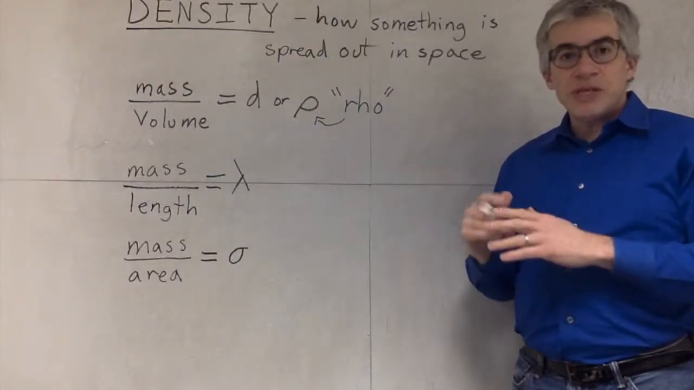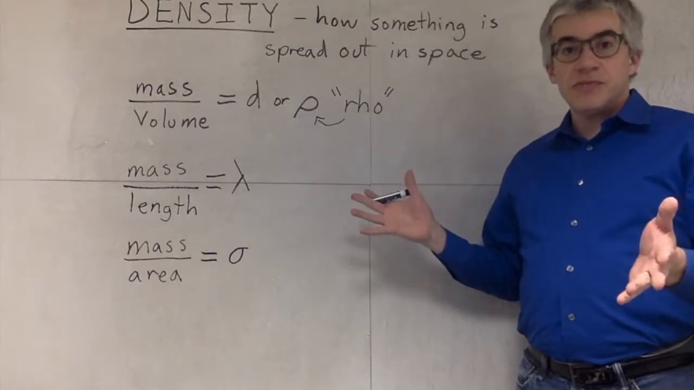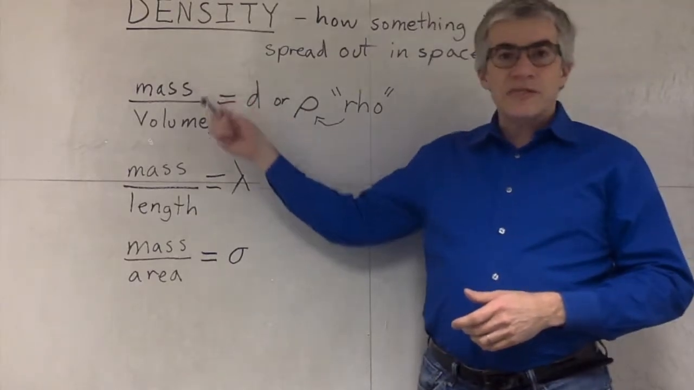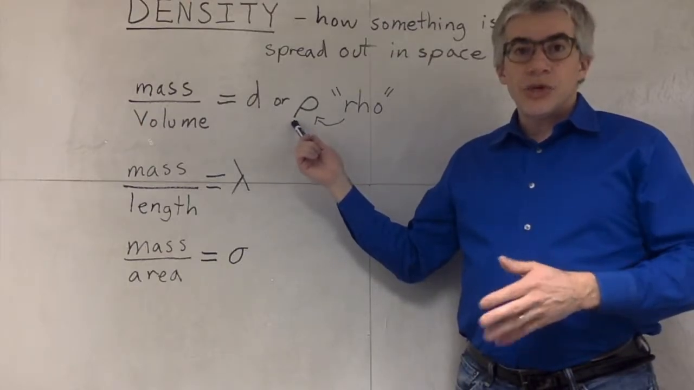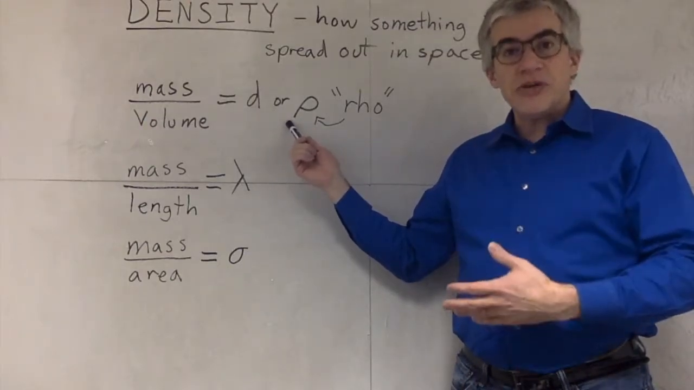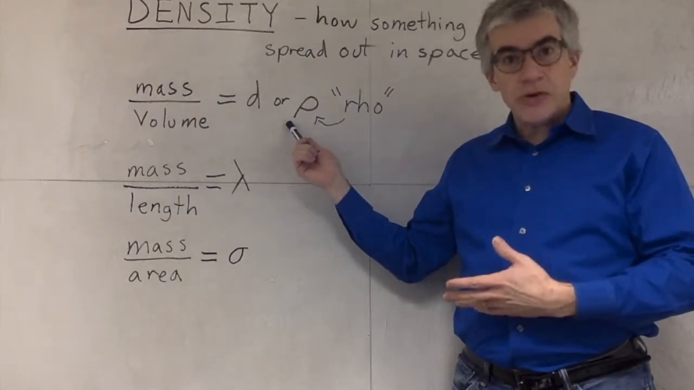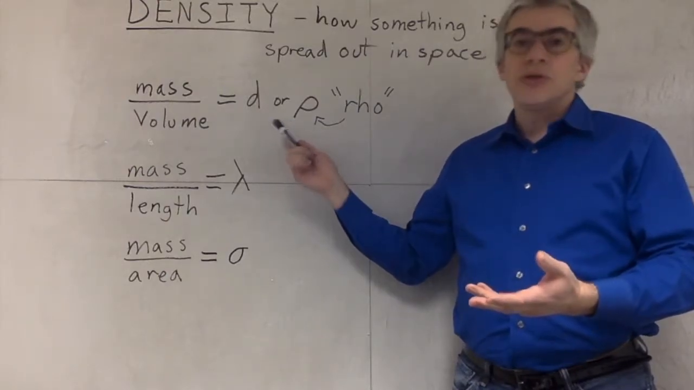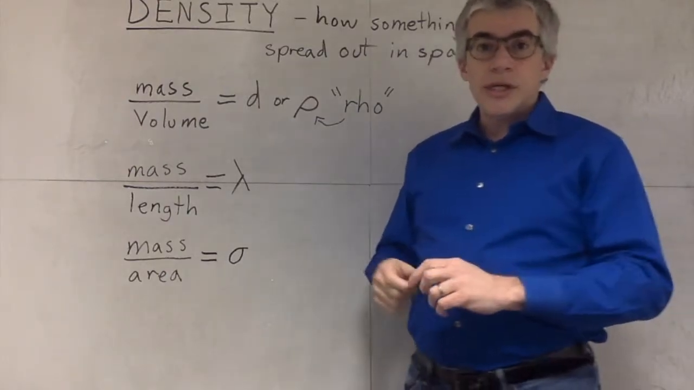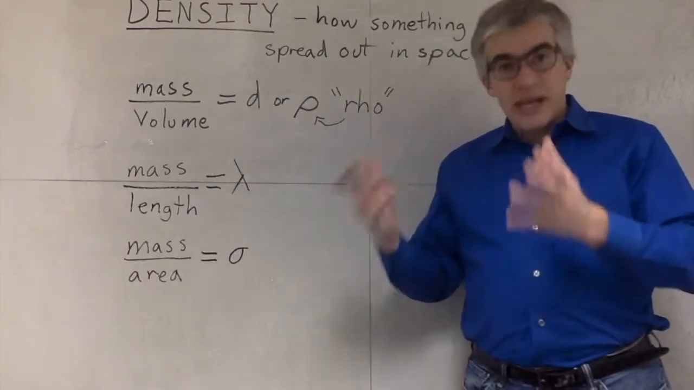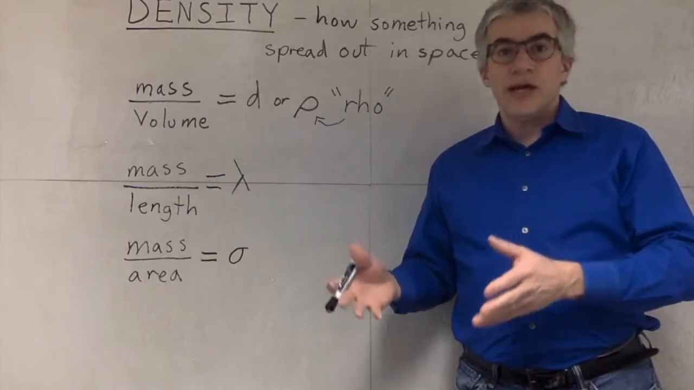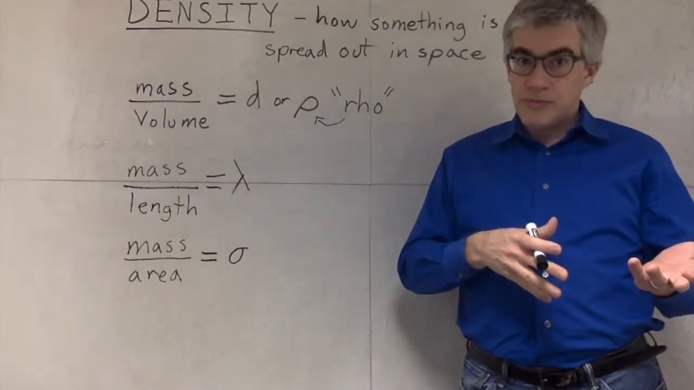Density is how something is spread out in space. You're used to mass divided by volume being density, d, or the Greek letter rho. So it would be in grams per cubic centimeter, or kilograms per cubic meter, or something like that. So the density of water is 1 gram per cubic centimeter. So if you had 10 cubic centimeters of water, it would have a mass of 10 grams.